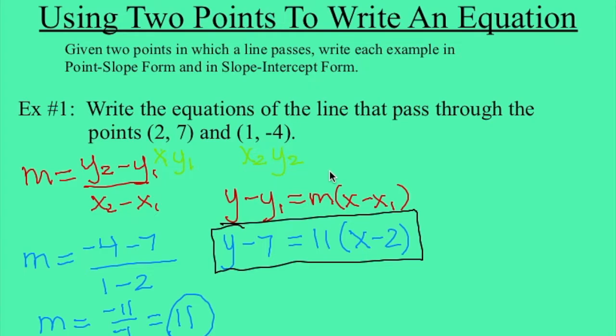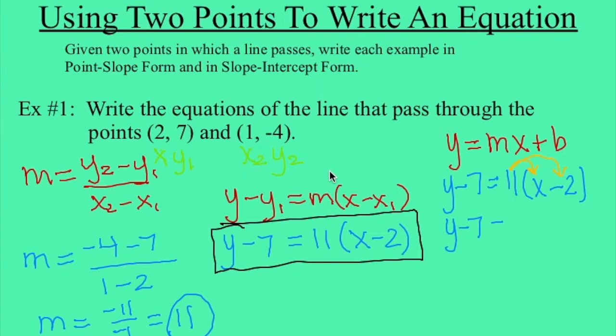But when we get done, we want to have it changed into slope intercept form, which looks like this, y equals mx plus b, which means we're going to have to do some work, just like you did yesterday, to work on getting y by itself. So I'm going to start with that point slope form. And like you did yesterday, the first thing you're going to do is distribute on the right-hand side because slope intercept form does not have any parentheses in it. So we want to distribute there. When we distribute, we get y minus 7 equals 11x minus 22.